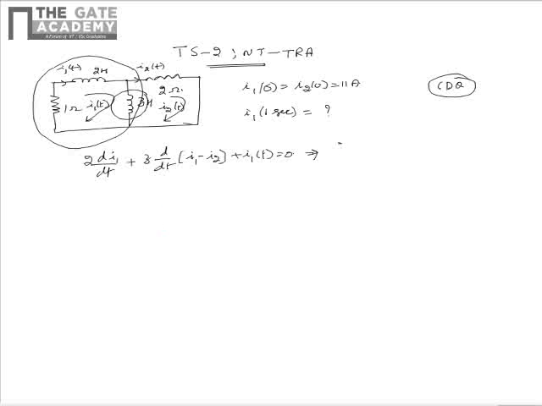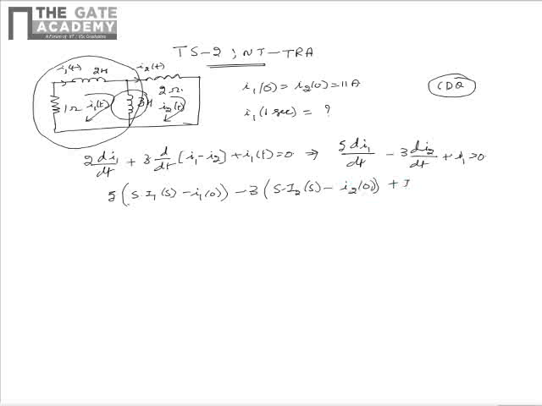This upon simplification becomes 5 di1/dt - 3 di2/dt + i1 = 0. Upon taking Laplace transform on both sides of this equation, it gets simplified as 5 times [s I1(s) - i1(0)] - 3 times [s I2(s) - i2(0)] + I1(s) = 0.